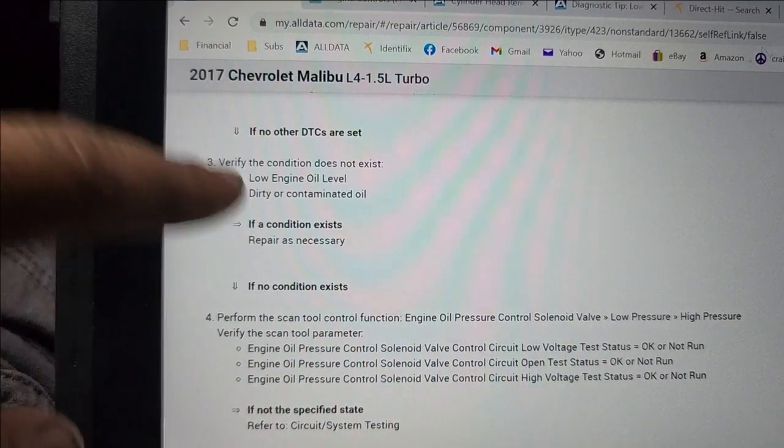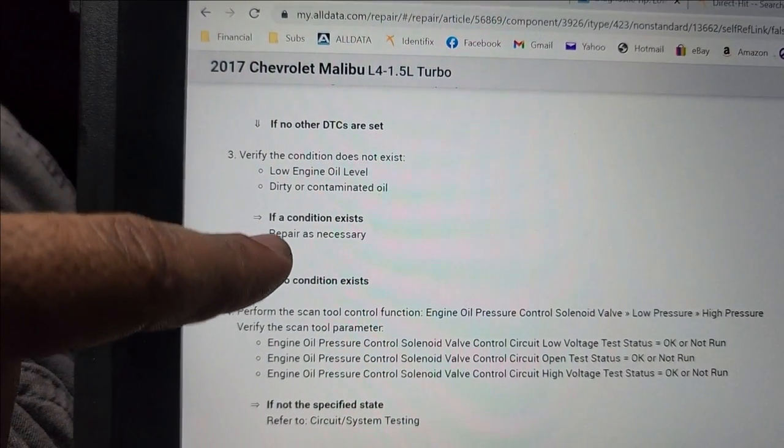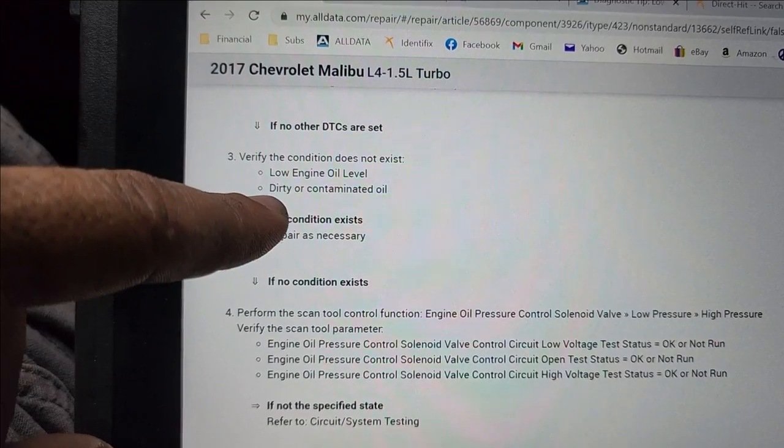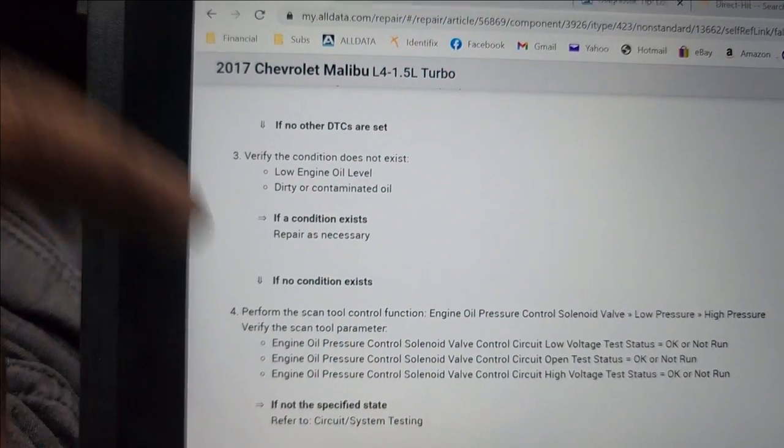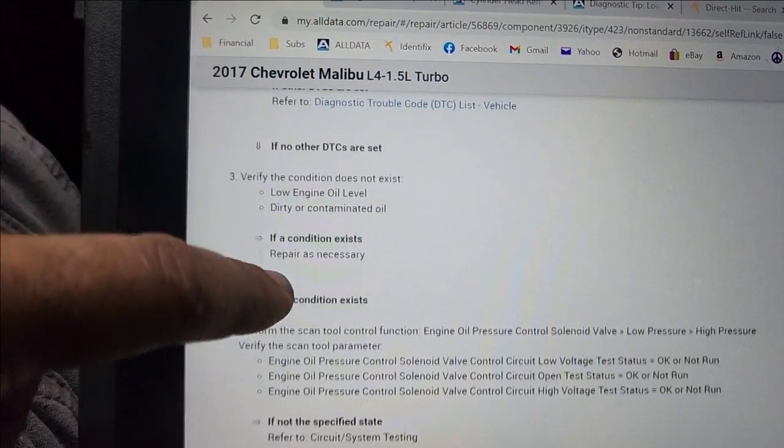Low engine oil level: I already checked, the level is good on the dot. Dirty or contaminated oil: no, it's new oil. And here, again, that's another indicator. If that filter was a factor, then I think it would be mentioned here. Although GM always updates their service information, I think my thinking was correct. My logic, I just figured to mention it.